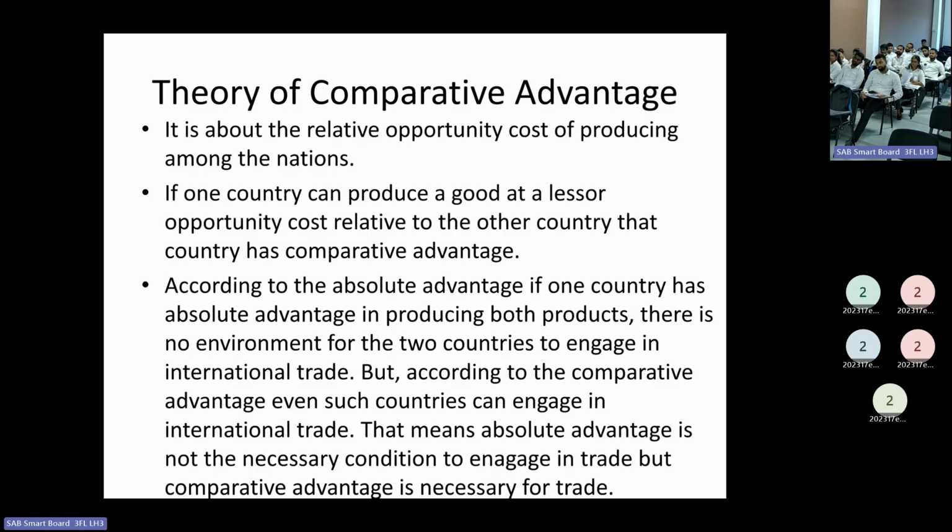So that is the absolute advantage, based on the absolute cost. When it comes to the comparative advantage, here we need to account not the absolute production cost, but the relative opportunity cost, relative price, relative cost. That is the opportunity cost of producing products among the nations. We compare the opportunity cost. So if one nation can produce at a lower opportunity cost compared with the other nation, that country has comparative advantage.